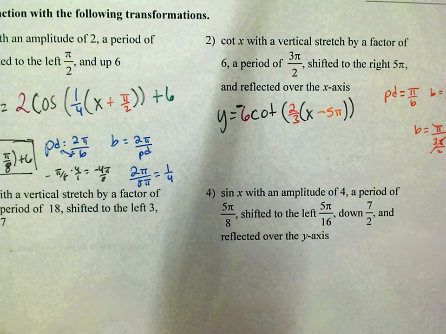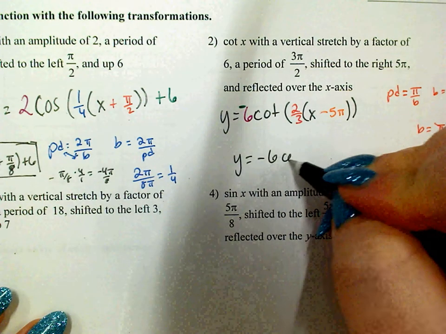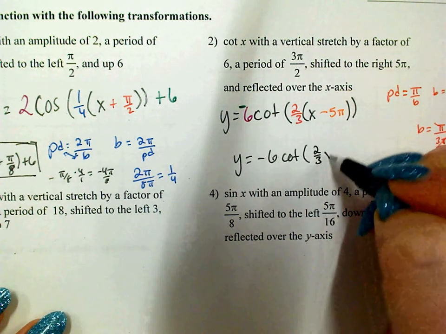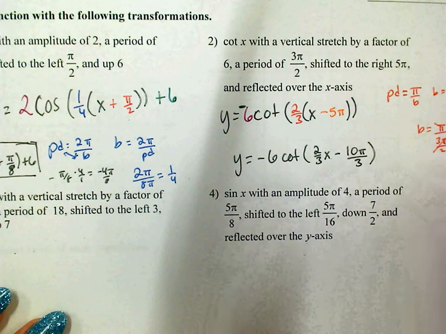So my final answer for this one is going to be y equals negative 6 cotangent of 2/3 x minus 10 pi over 3. And that's what you should get for number 2.